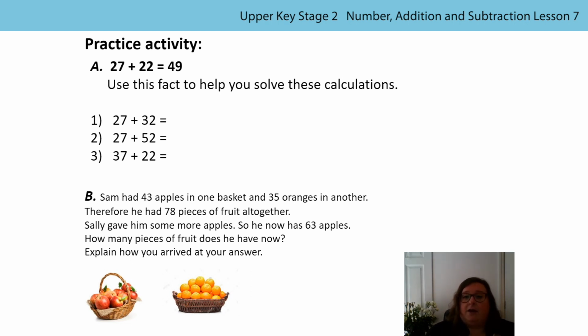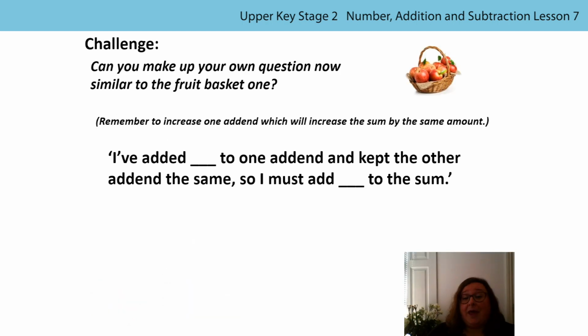So have a really good think about how the addends have changed, which addend stayed the same, and what that means for the sum. Make sure you calculate efficiently. And for your final challenge today, I'd like you to see if you can make up your own question, similar to the one on the previous slide about the fruit basket. So you might want to rewind and have a look at that.